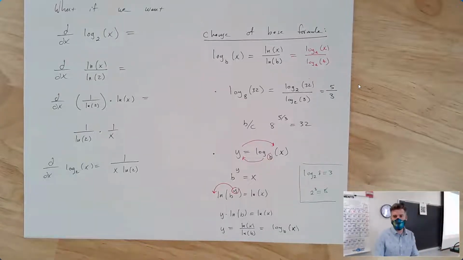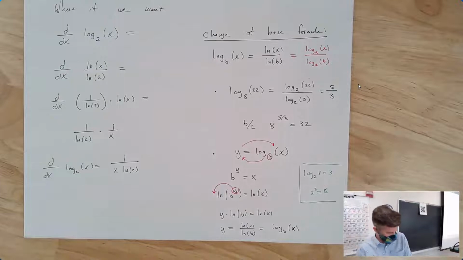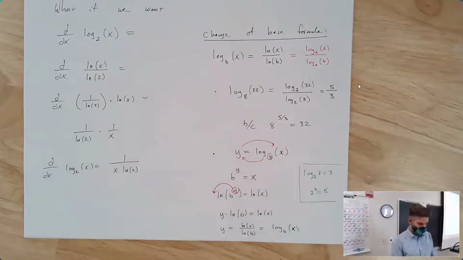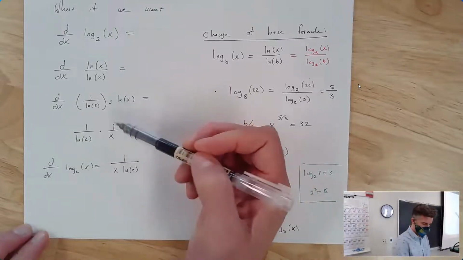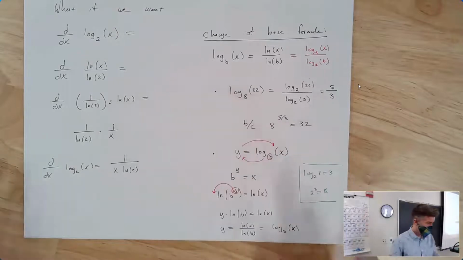Can you explain how you did the constant and natural log one more time? Do you mean like how I went from here to here? Is that what you're asking about? Yes, okay, sure.